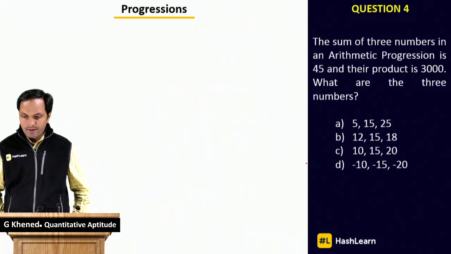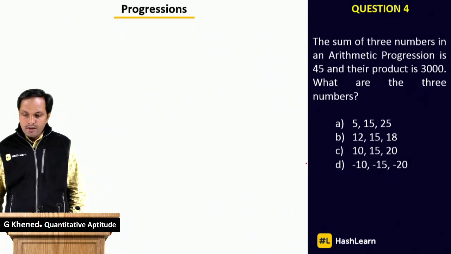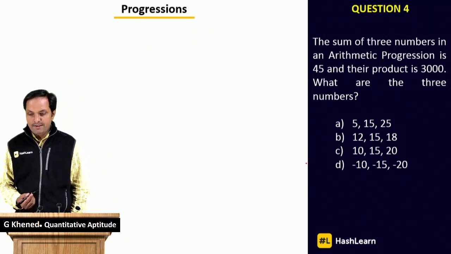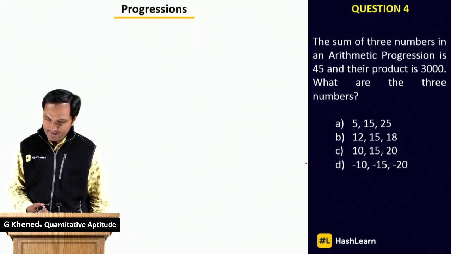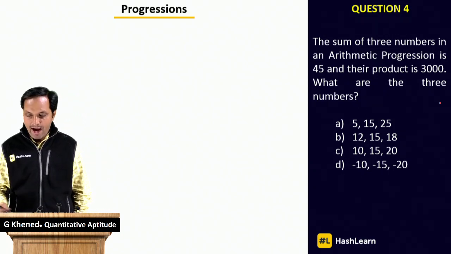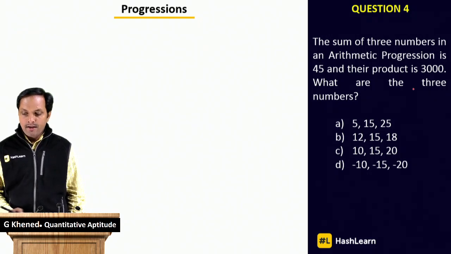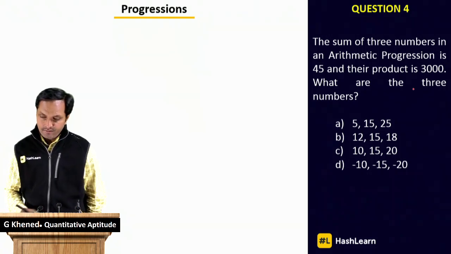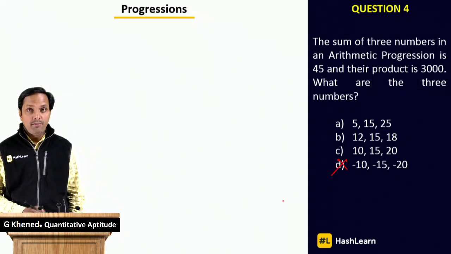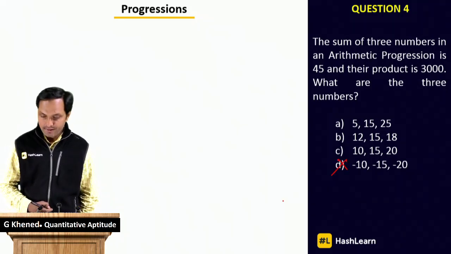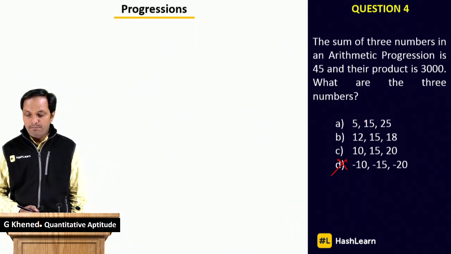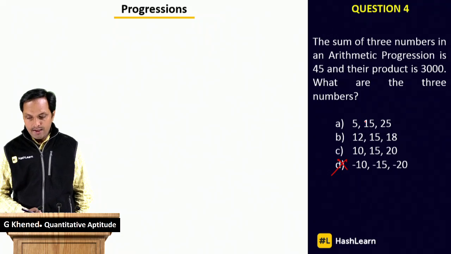Next question, number 4. The sum of three numbers is 45 and their product is 3000. What are those three numbers? One method is you can just simply add. When you add three numbers, you should get 45. Option D you should omit because that is giving you a negative answer. So for 45, option A is giving, B is giving and also C is giving.